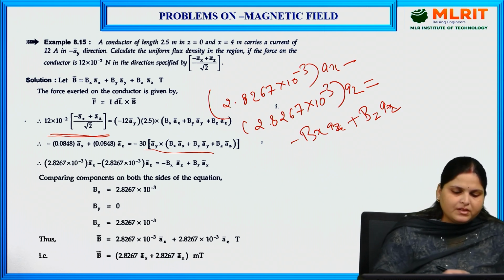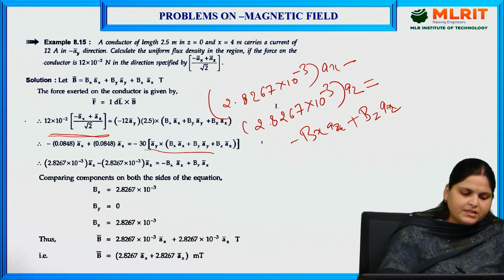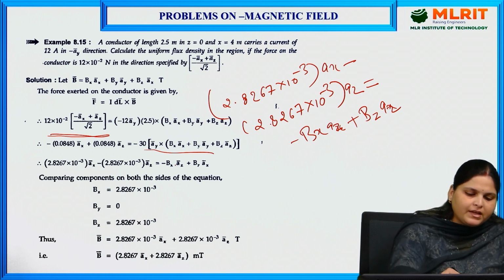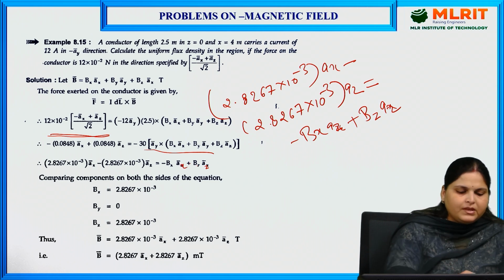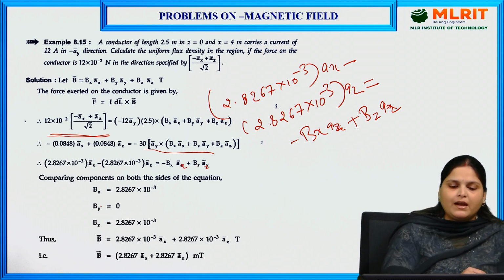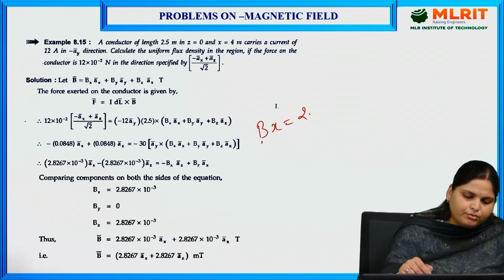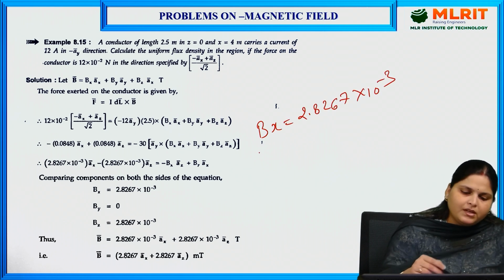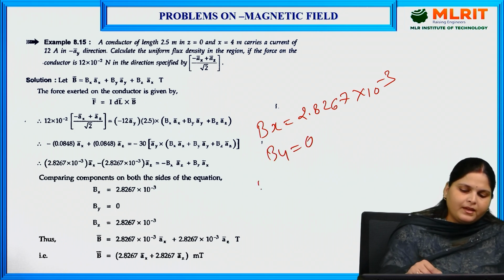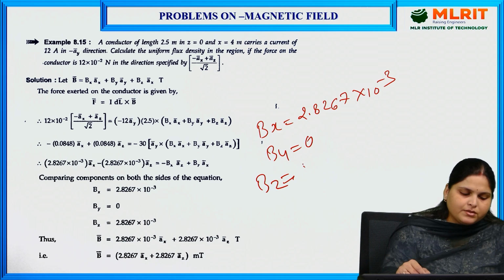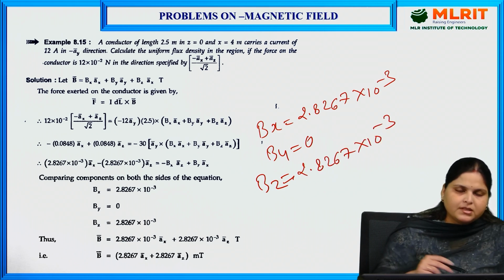Right? So when we compare both the sides, we will get the BX, BY and BZ values. So we will get BX is equals to 2.8267 into 10 to the power minus 3. BY term is not there, so BY will become 0. And BZ we will get as 2.8267 into 10 to the power minus 3.